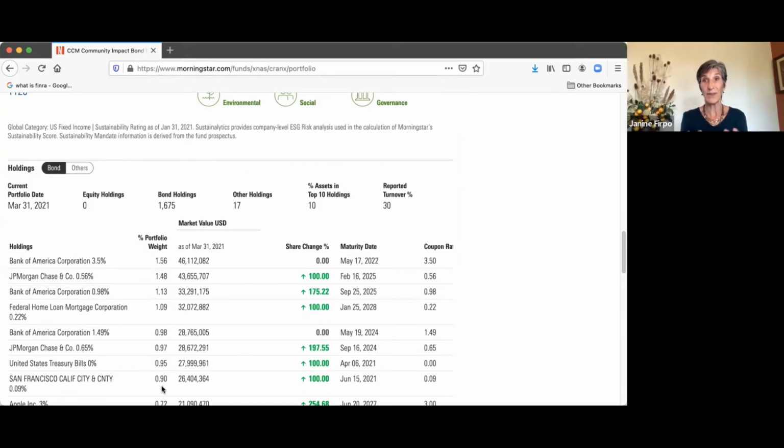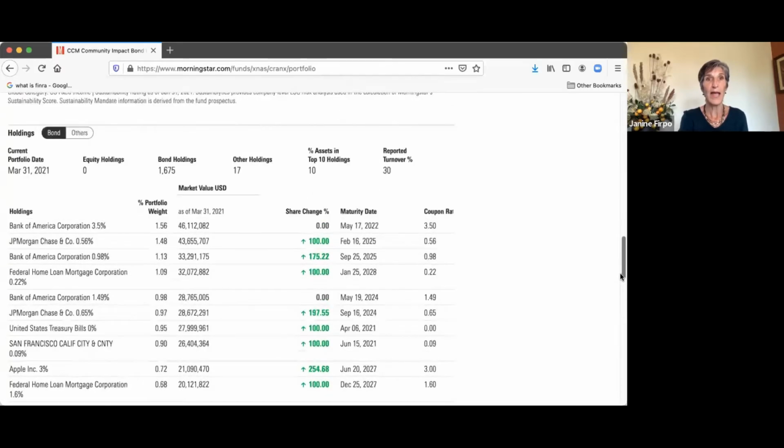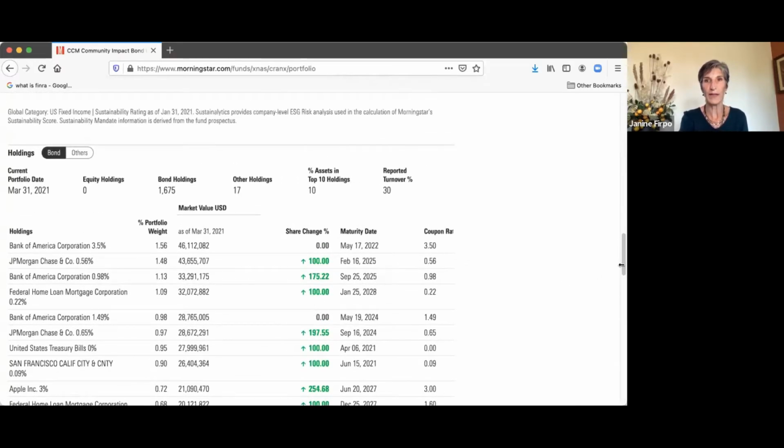You've got a lot of bonds, and the money looks like it's spread pretty thinly across a lot of these bonds. And you can see the market value of that. So this is what that tells you: what's in it, how many bonds are in it, and so on. Reported turnover says that about 30% of this fund changes over the course of the year. So there is selling and buying and selling and buying to a rate of about 30%.